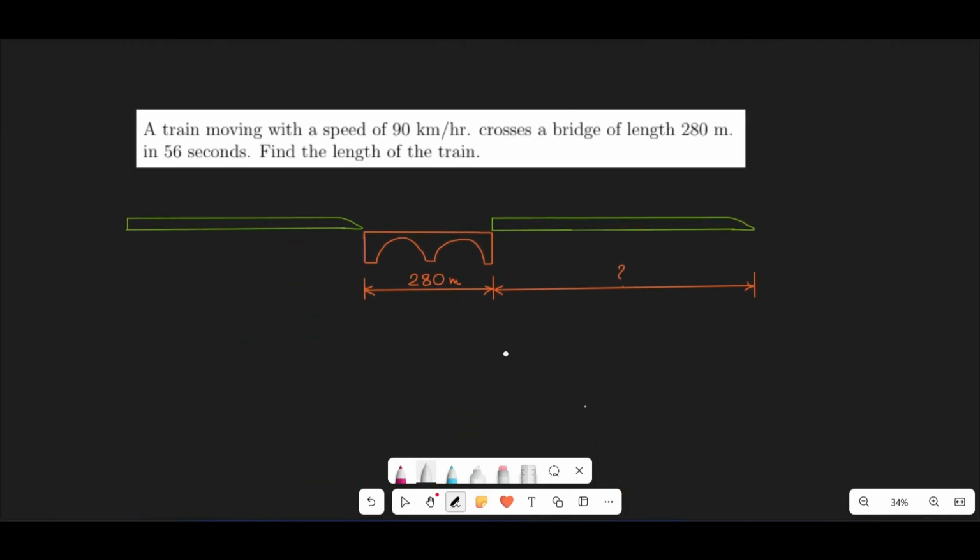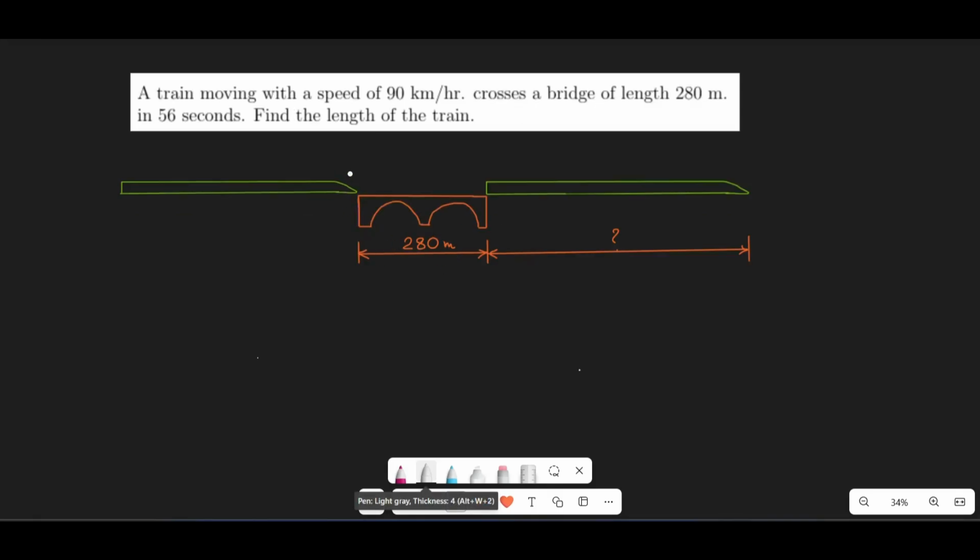Now this is a train which is moving with a speed of 90 kilometers per hour, which crosses a bridge of length 280 meters in 56 seconds. Find the length of the train. I have drawn the figure for you. I suggest you pause this video and solve this question on your own. Okay, hope you are ready with your answer.